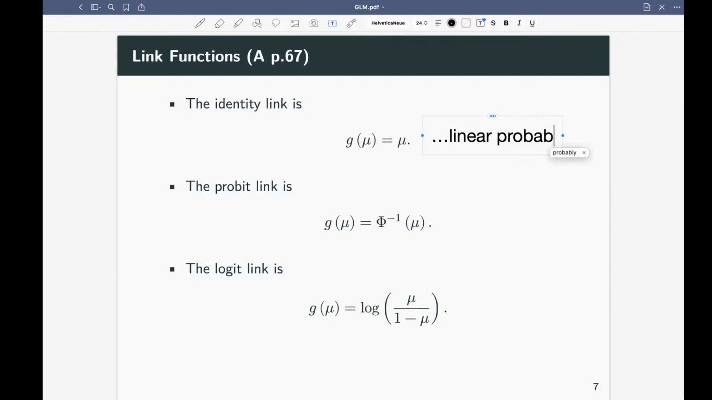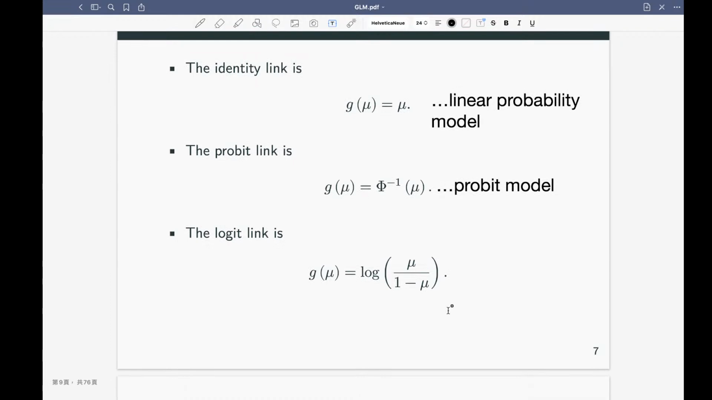Linear probability model. And the second is a Probit model, corresponding to the Probit model. Not profit, it's Probit. Okay. And third is a Logit link, corresponding to the Logit model. Okay, so there are 3 link functions we should use in this chapter.